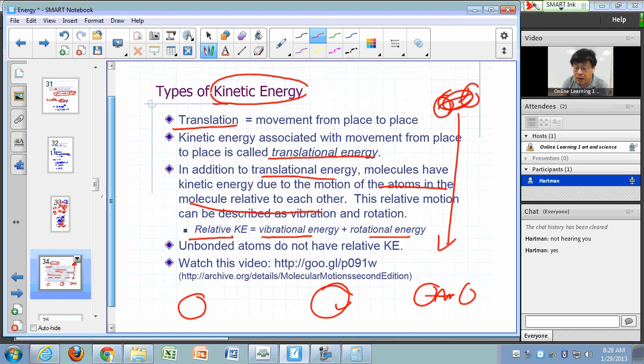Let me show you a video that would illustrate that. You can find this at the Internet Archive. It's an old movie, but it's a really nice illustration of vibrational and rotational and translational motion. Okay, let me see if I can pull that up on my other computer here.